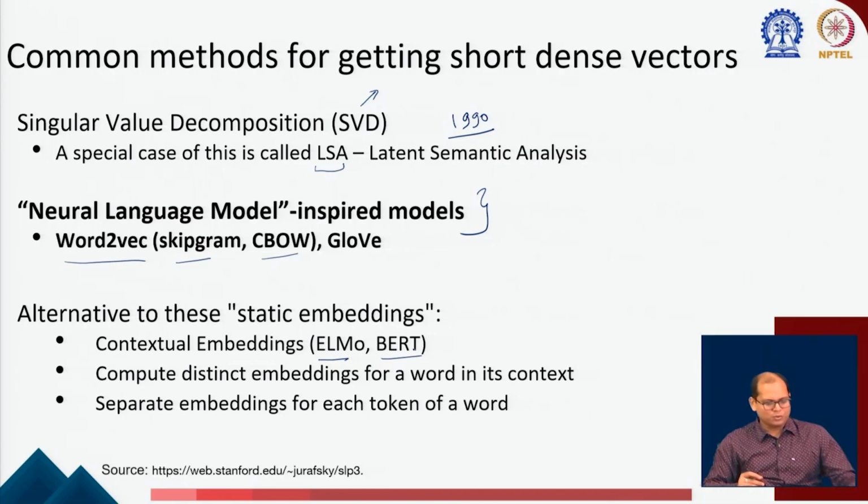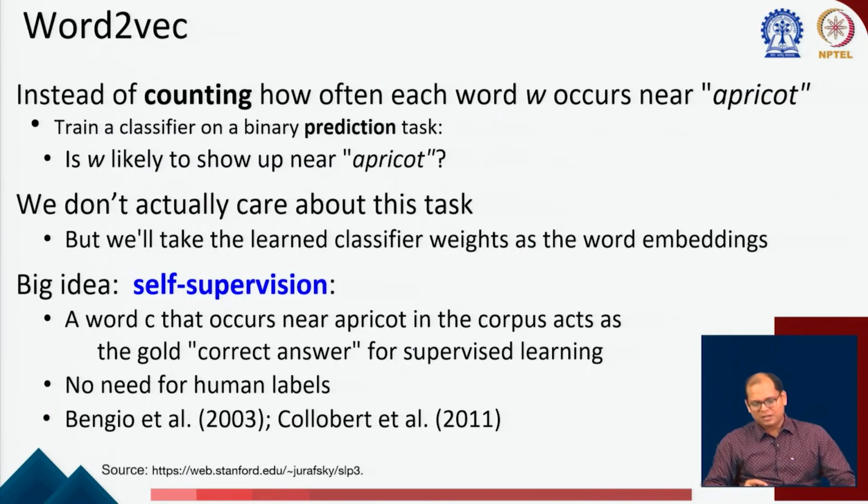Right. So, we will talk about CBOW and word2vec. What happens in word2vec? Instead of counting how often each word occurs near, say, apricot, as you do in distributional vectors, you do a classification task: is this word likely to show up near the word apricot? So, you change the problem formulation. Rather than counting, you ask what is the probability of this word occurring near this one. And finally, we do not care about this prediction task, it is only used as self supervision to learn the vectors, and later on you do not need this task. So, this is the first example of self supervised learning that we will see.